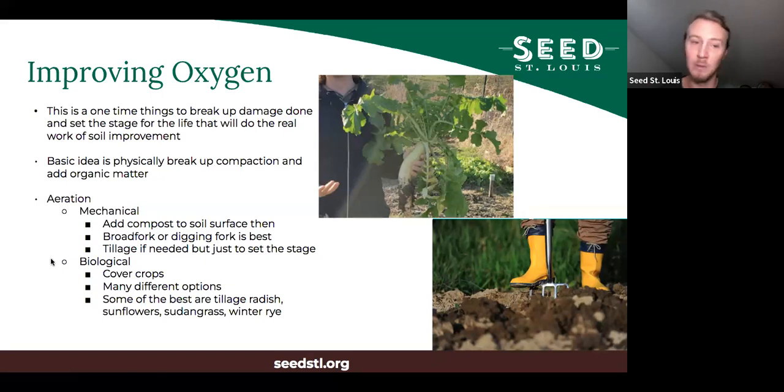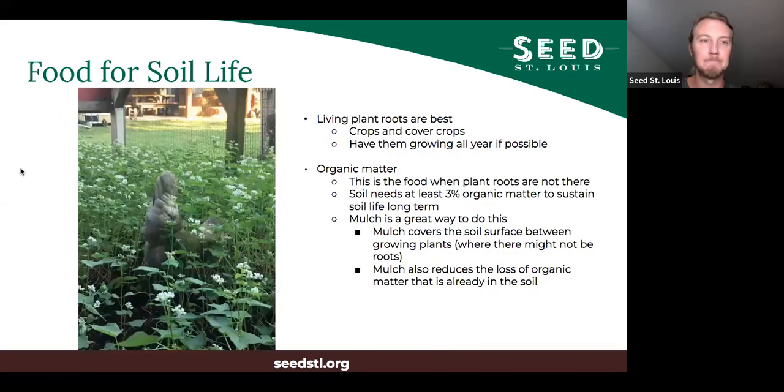Cover crops is a great one, which is why we're going to talk about it. And there are many different cover crop options. Some of the best for breaking up compaction are things like tillage radish, which is this plant up here that I'm holding, sunflowers, Sudan grass, and winter rye. And we'll talk about those at the end.